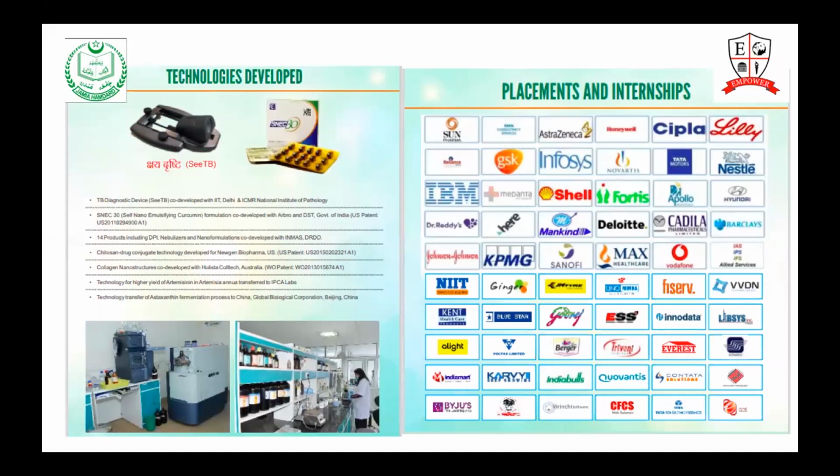We have developed many technologies and registered many patents in the area of TB and other areas. And we are also fortunate that our graduates are hired by various healthcare and pharmaceutical organizations and consulting organizations whose brand symbols have been displayed on the screen. Next slide, please.